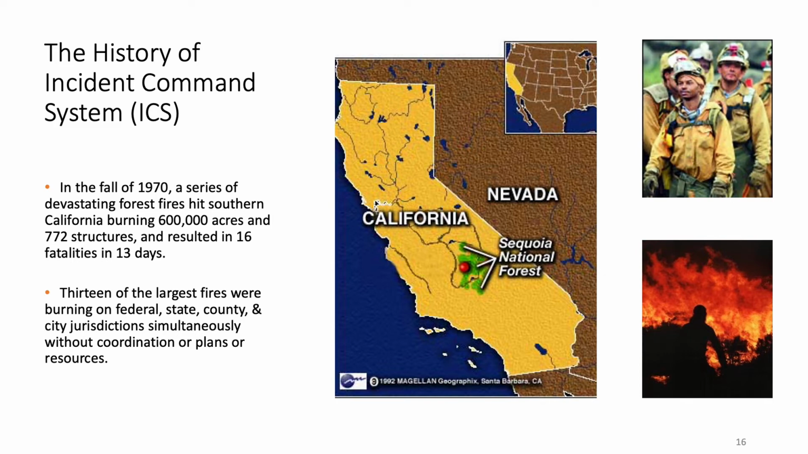13 of the largest fires were burning on federal, state, county, and city jurisdictions simultaneously, and they did not have good coordination or plans. In the response, firefighters lost their lives. There was a lot of damage that might have been avoided if things had been coordinated. And you would think we would have learned a lot of lessons from that, but then we moved to 9/11 and we realized we still had communication problems during disasters. Fortunately, the government has done a lot of work to make sure that we are no longer having that same level of lack of communication.